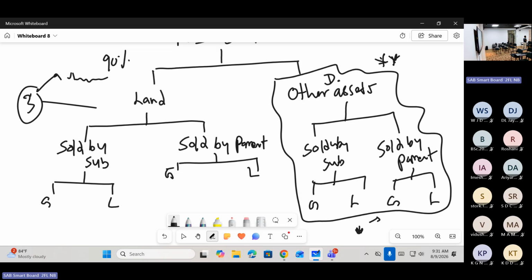Now we are going to do a full consol balance sheet, right?